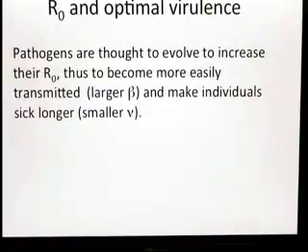Evolutionary biologists will tell you that they believe that pathogens evolve. We all know that pathogens evolve, right? Some extremely fast, like many influenzas, some much slower. But they'll all tell you that pathogens evolve to increase their R0. So they evolve to become more easily transmitted and to make individuals sick longer.